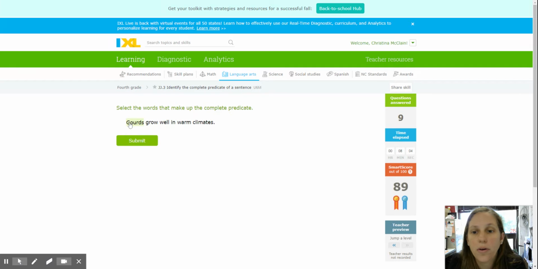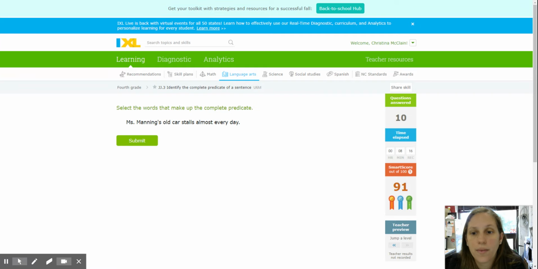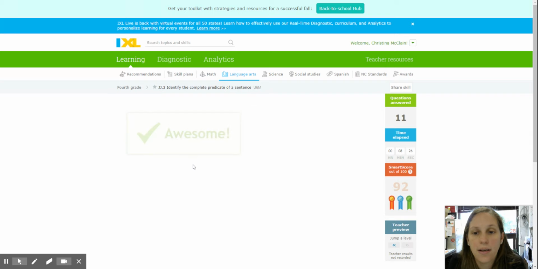Okay, gourds grow well in warm climates. What's my action? Grow. And then what tells me more about how they grow? Well, where, in warm climates. Okay. Mrs. Manning's old car stalls almost every day. What does the car do? It stalls. When? Almost every day, right? So it's everything else after.